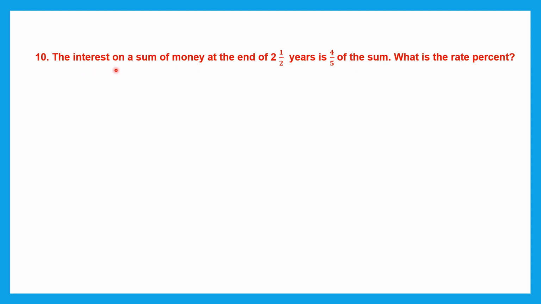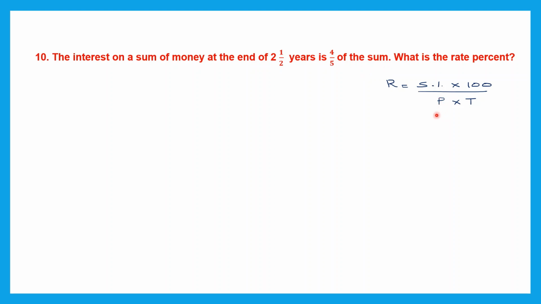Question 10. The interest on a sum of money at the end of 2.5 years is 4/5 of the sum. What is the rate percent? So here we have to find the rate percent. So what is the formula to find the rate? Rate is simple interest into 100 by principal into time. Now let's see whether we have all these values. Okay, now we have time is given as 2.5 years. Principal we have not been given because it just says sum of money, and simple interest was also just been told as the interest on this sum of money is 4/5 of the sum.